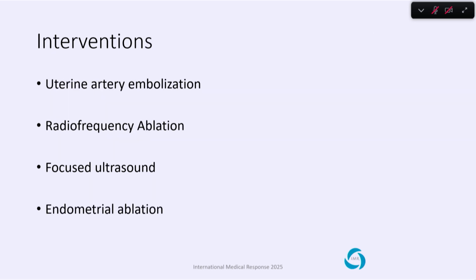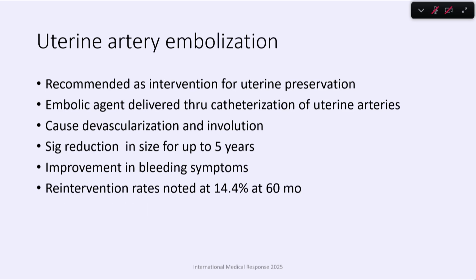As far as interventions, we have a fairly large variety. We have uterine artery embolization, radiofrequency, focused ultrasound, and endometrial ablation. I'm just going to quickly go through each one of those. As far as uterine artery embolization, it's recommended as an intervention for uterine preservation. You have embolic agents that are delivered through catheterization in the uterine arteries, but it can cause devascularization and involution of the fibroids, and you can have significant reduction in size for up to 5 years.